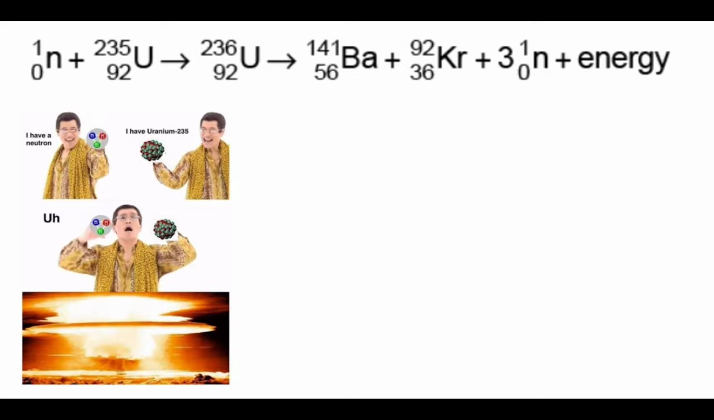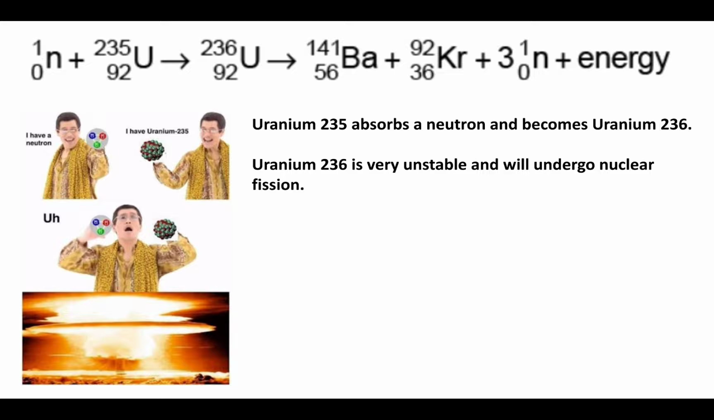Right, let's talk about the decay equation. So basically you've got a neutron adding to uranium-235, and what that will do is produce uranium-236. As you can see, the mass numbers at the top have added together, and the proton number is still 92. So uranium-235 absorbs a neutron, becomes uranium-236. The uranium-236 is very unstable, and it will undergo nuclear fission.